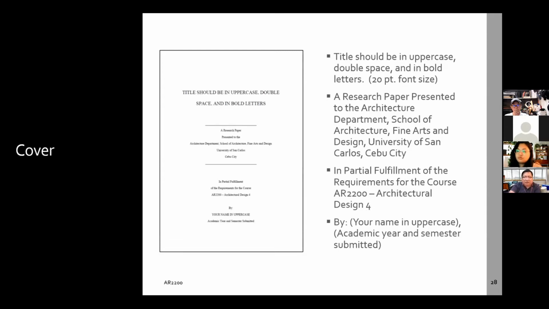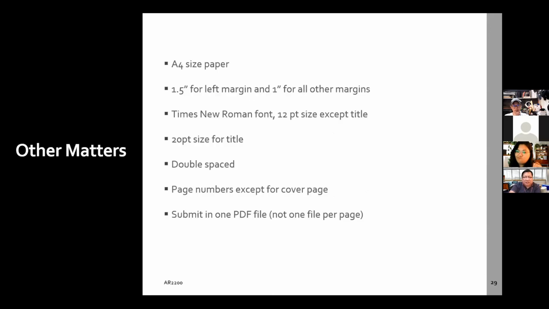So we should have a uniform way of writing our reports. These are other things. We use A4 size paper, 1.5 inch margin on the left and one inch all over. And then Times New Roman font, 12 point size except for the title, which is 20 point size, double spaced. Page numbers except for the cover, and then submit in one PDF file. Don't submit one page, one PDF file. So if you're 20 pages, not 20 PDF files. So please learn how to combine PDF files.